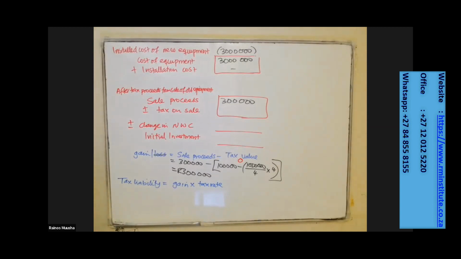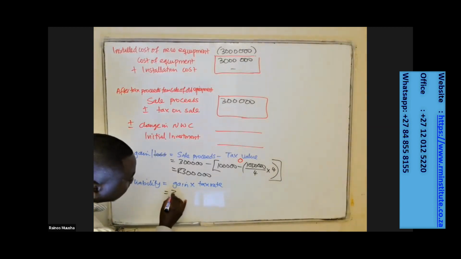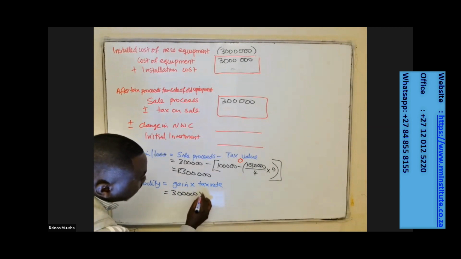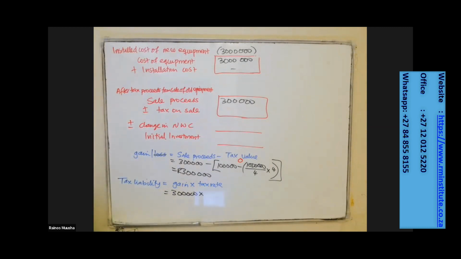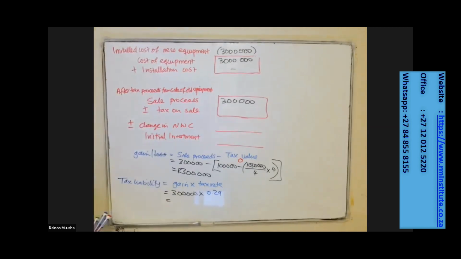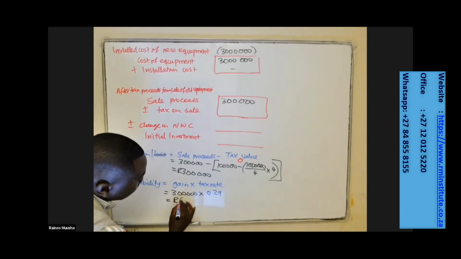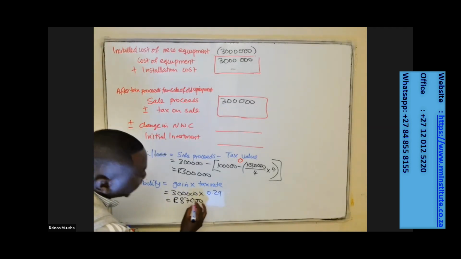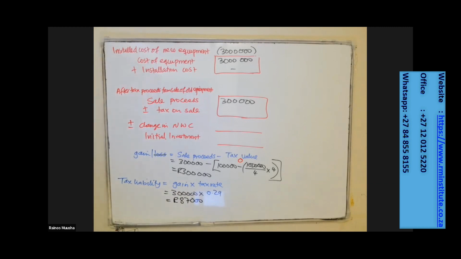And your gain in this case is an amount of 300,000. And your tax rate, if you check on the question, they tell us that the tax rate is equal to 29%. So your tax rate is 29%, and as a decimal is equal to 0.29. So you see that your tax liability is going to be an amount of 87,000.